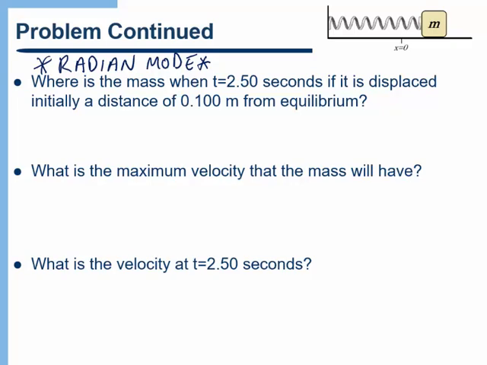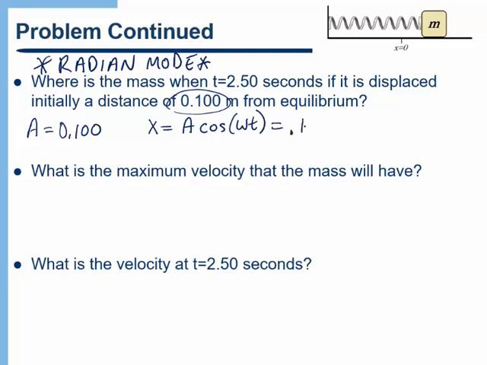Here we're asked to figure out where the object is at a time of 2.5 seconds. And we've been told the initial distance that the object was displaced from equilibrium is 0.1. So the first thing we have to realize is that we were given the amplitude. So the amplitude is 0.100. Now I just need to plug into my formula for the position as a function of time, a cosine omega t.